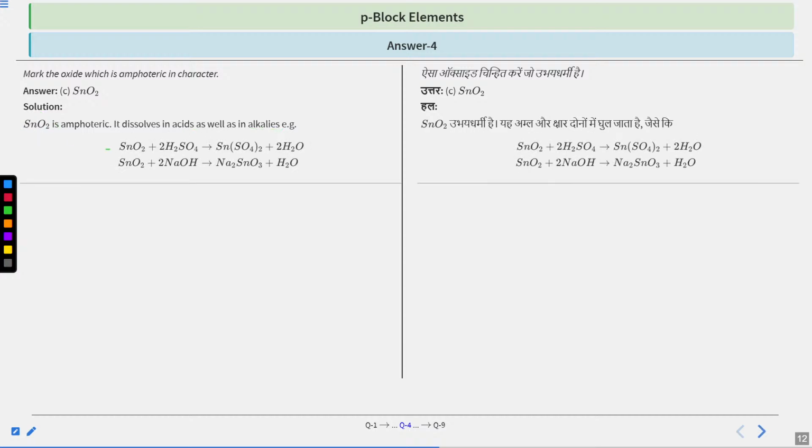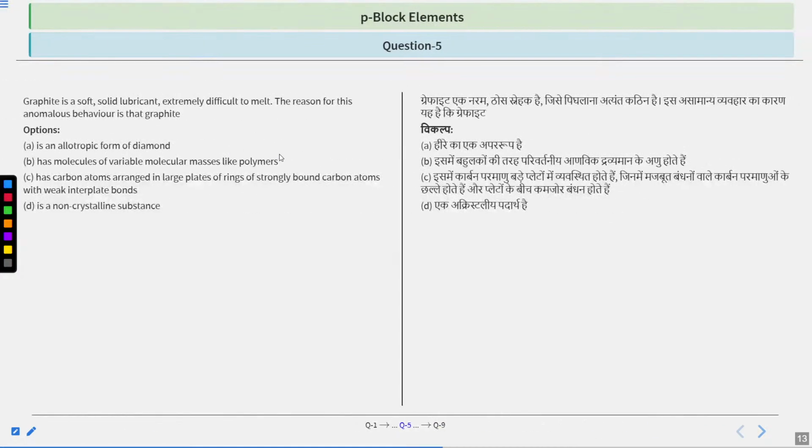So this is the reaction. This stannic oxide reacts with H2SO4 to give Sn(SO4)2 and H2O. At the same time, it can react with the alkali also, which is NaOH, to give Na2SnO3 and H2O. Moving on to the next question, which is the last question of today's question series. Question number 5.